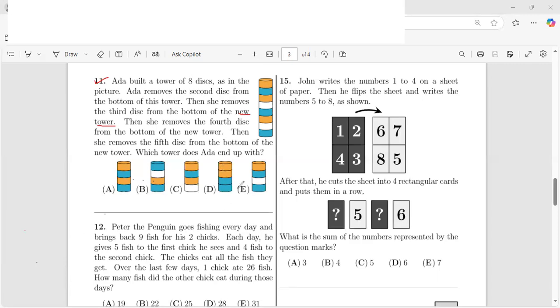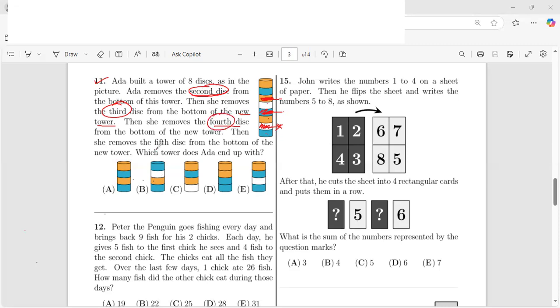So first she removes the second disc, so this goes. Then she removes the third disc from the new tower. So the third disc will be 1, 2, 3. So this also goes. I have done this. Then she removes the fourth disc from the new tower, so 1, 2, 3, 4. So this also is removed, and I have taken care of this.